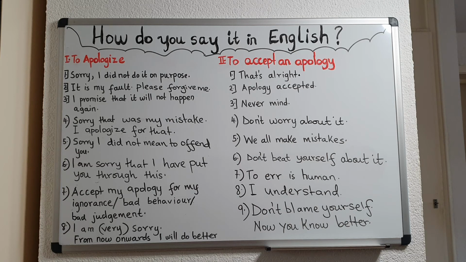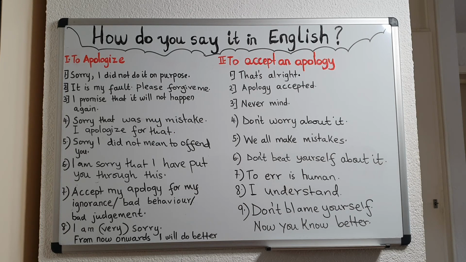Number 6, don't beat yourself about it. Now, for example, if someone says to you, I'm very sorry, from now onwards, I will do better. Okay? Then you can say, don't beat yourself about it. Okay? Or you can apologize by saying also, I'm really sorry about what I've put you through. And you can say back, don't beat yourself about it.